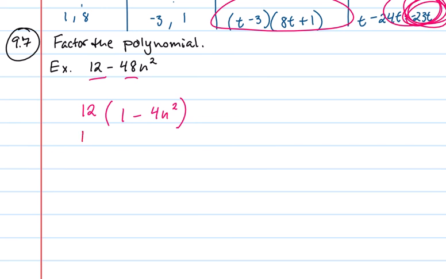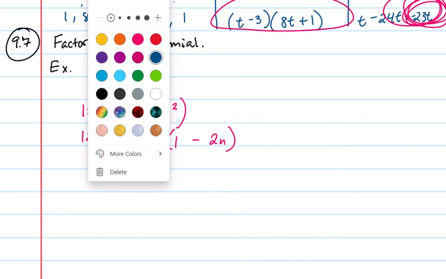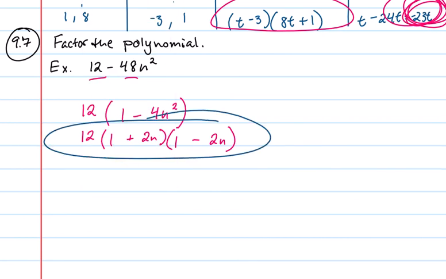What happens with the difference of squares is I take the square root of each of those terms and I put a plus or minus. So what's the square root of 1? That's 1. What's the square root of 4n squared? That would be 2n. So here goes a 2n, here goes a 2n, then I'm going to have a plus or a minus. And if you don't believe me and if you don't recognize the pattern, then FOIL it out and double check yourself.